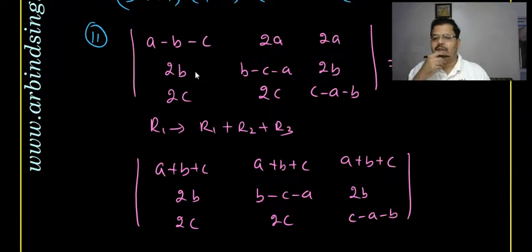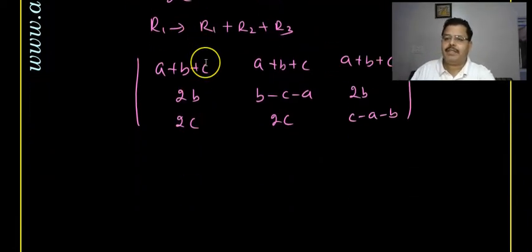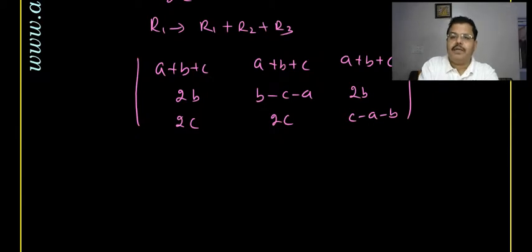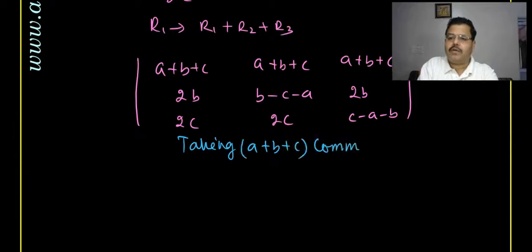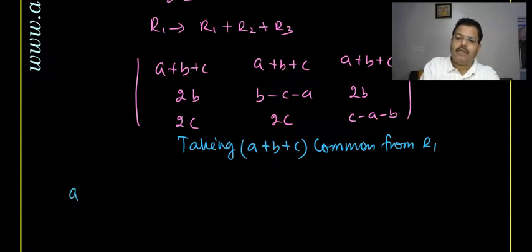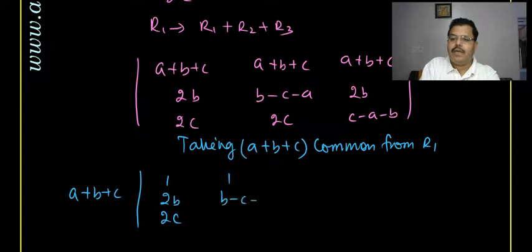That will come. Now, if I can take A plus B plus C common from R1, we have A plus B plus C, and then this will be 1, 2B, 2C, 1, B minus C minus A, and 2C, and that will be 1, 2B, and C minus A minus B.